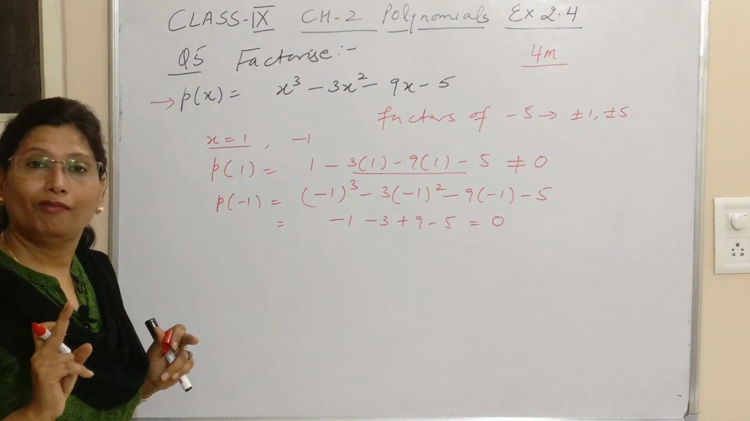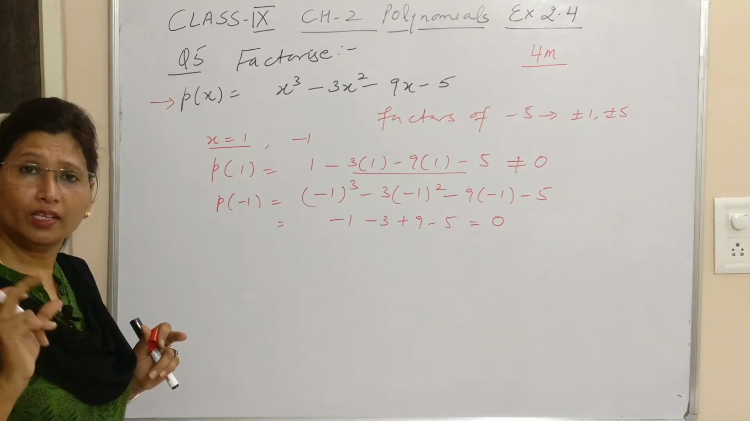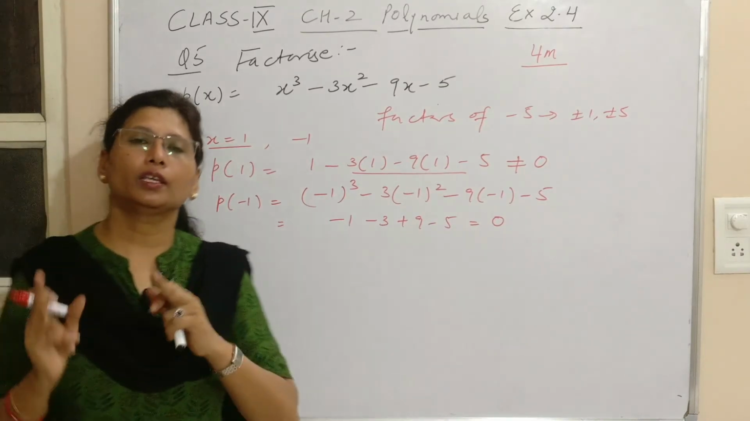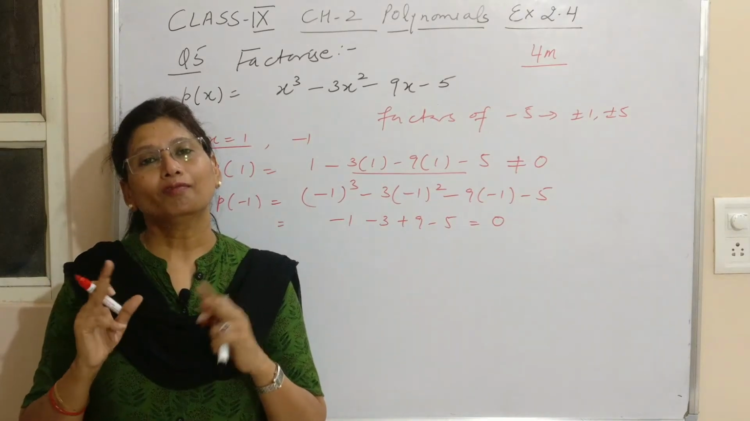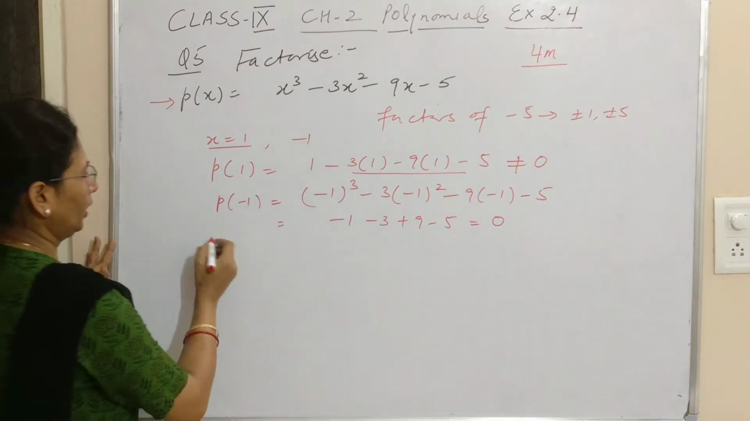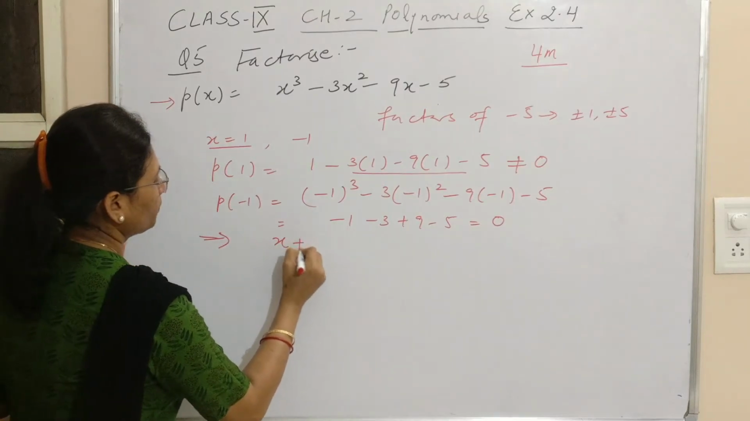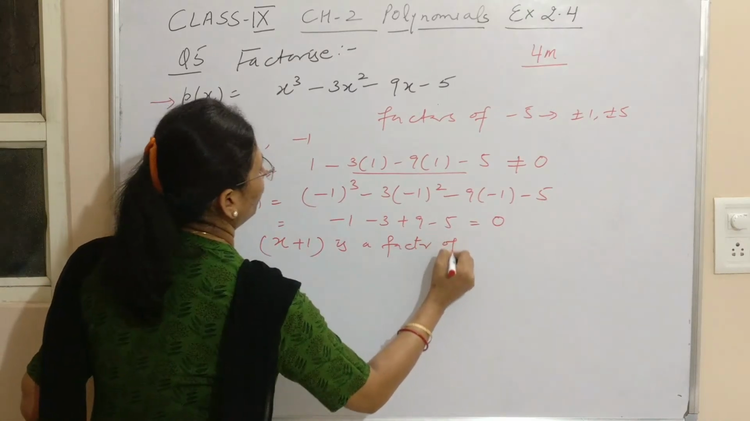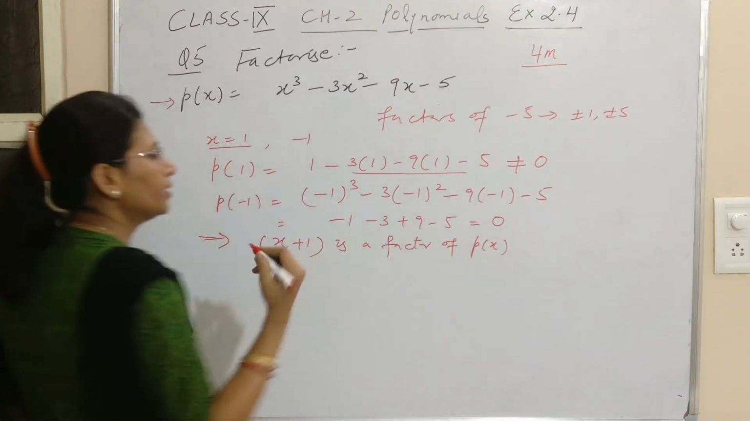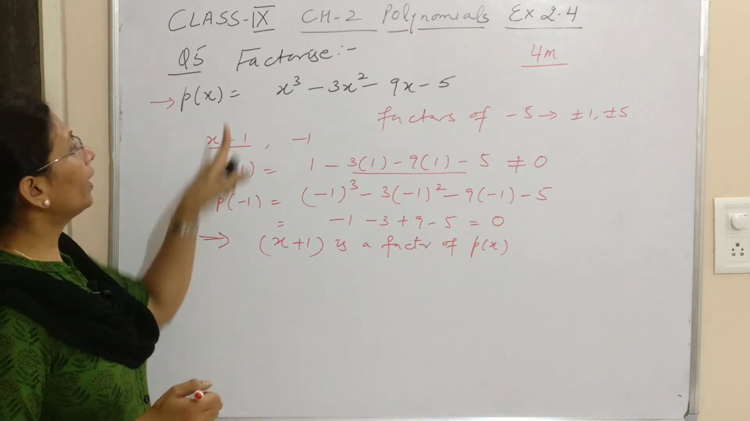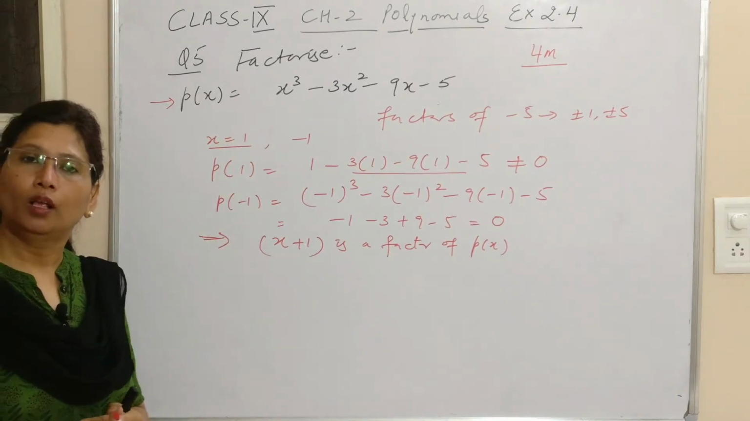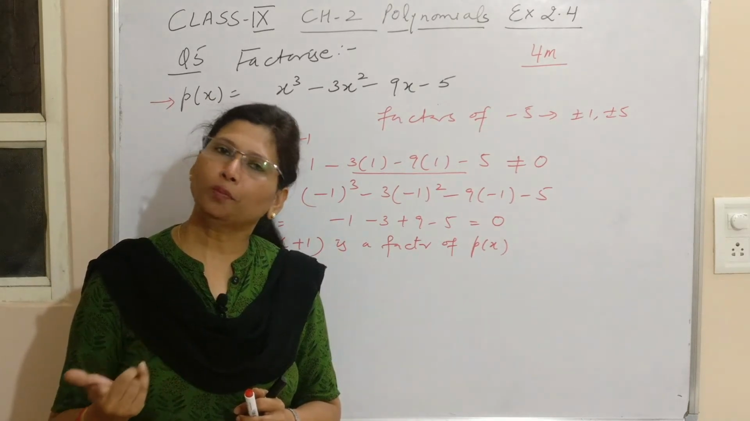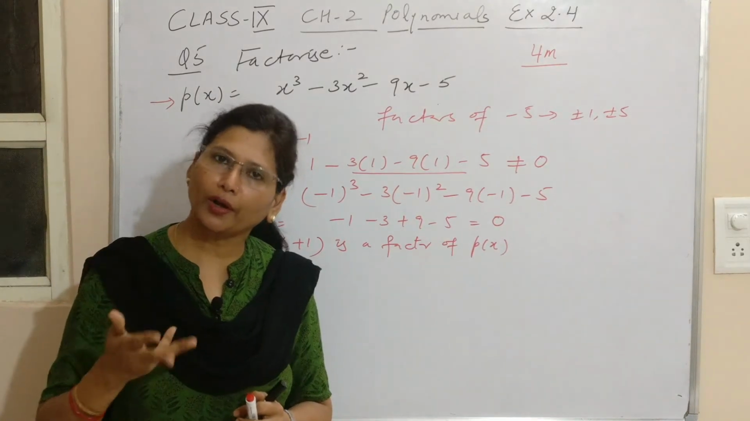So just recall, if x minus a is a polynomial, and if p of a is 0, then x minus a is a factor of the polynomial. So this implies, you will write, x plus 1 is a factor of the given polynomial p of x. Now what is the next step? The next step is we'll divide this polynomial by x plus 1. When you divide the cubic polynomial by the linear polynomial, you get a polynomial with degree 2. That is a quadratic polynomial.